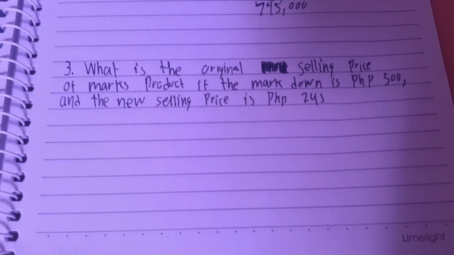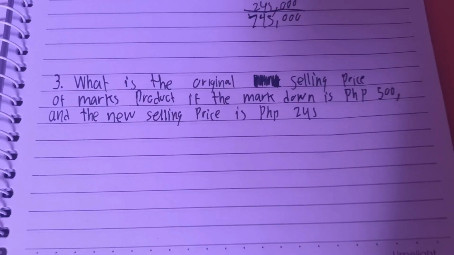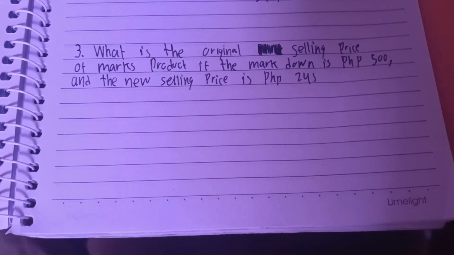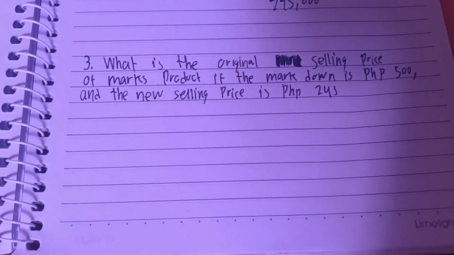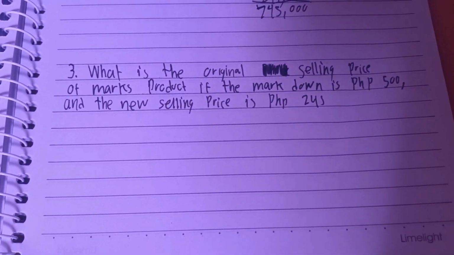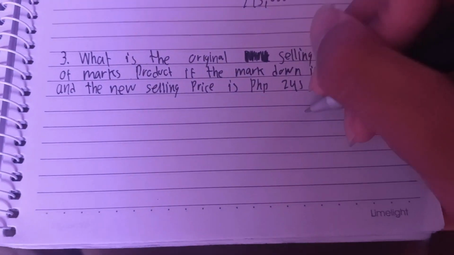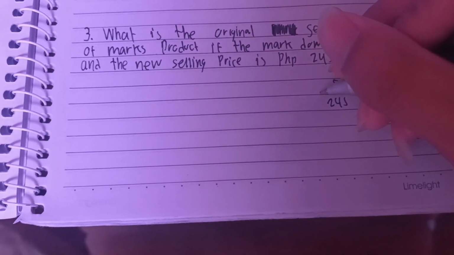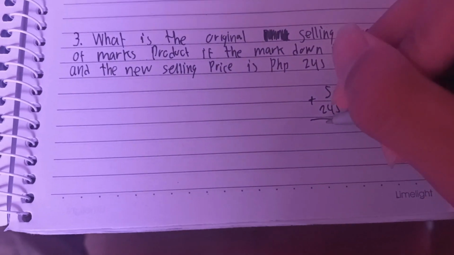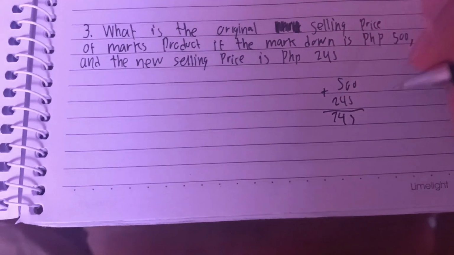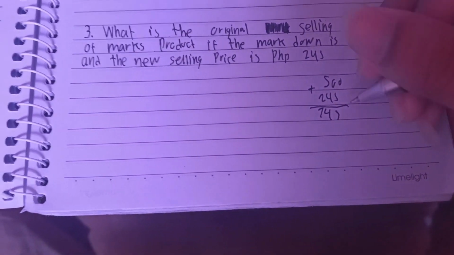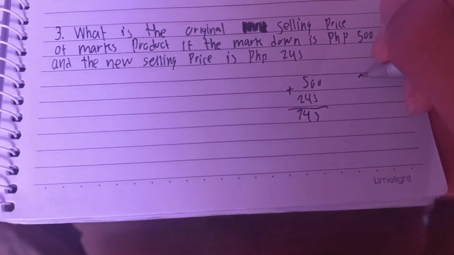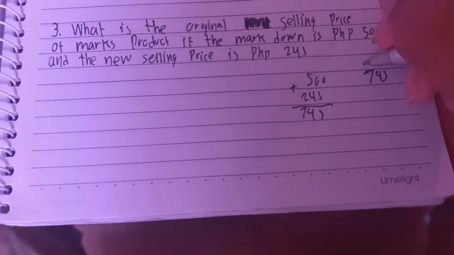Question number 3. What is the original selling price of Mark's product if the markdown is 500 pesos and the new selling price is 245? As we can see, the thing that we're trying to find here is the original price. And in order to get that, we're just gonna add up the 500 and the 245, and we're gonna get 745. That's how we get the original price. 745.